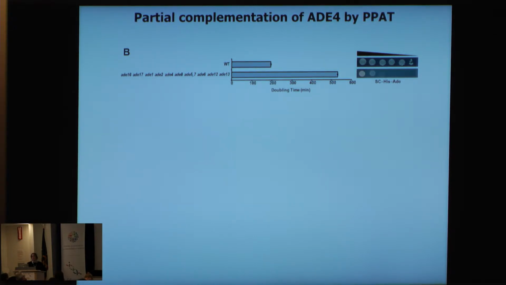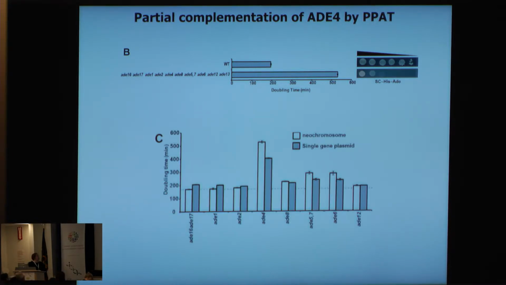However, when we took the cells and actually looked at the growth rate in media without adenine, we saw that there was a significant difference compared to wild type. So they grow a little slower. To figure out which of the genes is the problem, or multiple genes, we again took single deletions and did the growth assays, and you can see that most of the problems occur with AD4. AD4 is basically partially complemented by PPAT, which is its human counterpart.